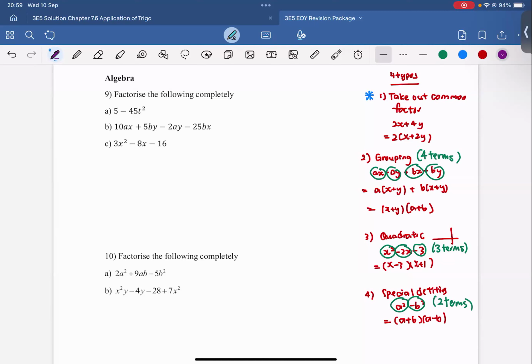Okay, so 9a. What's the first thing that you should do? You should always take out common factor first, number 1, and the common factor that you take out is 5. When you take out 5, this becomes 1 minus 9t squared. Can I factorize again? Yes, I can. I can use number 4. 1 is actually 1 squared. 9t squared is actually (3t) squared. So this is actually 5(1 plus 3t)(1 minus 3t).